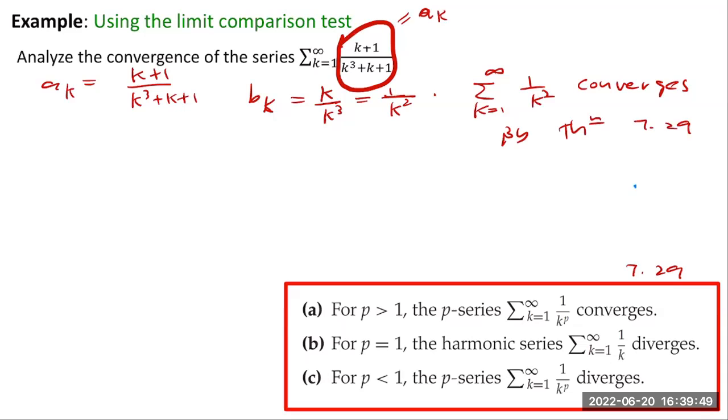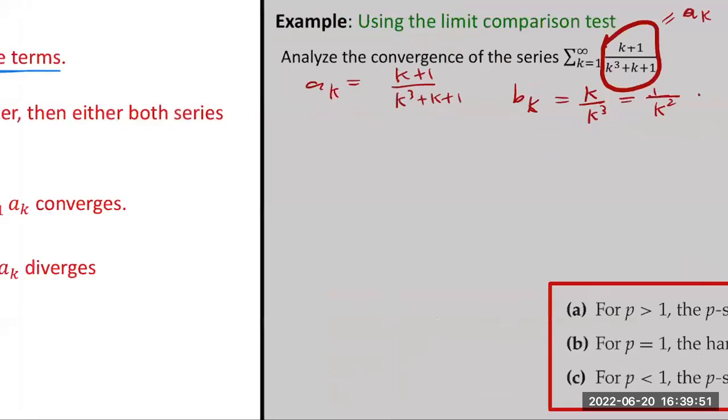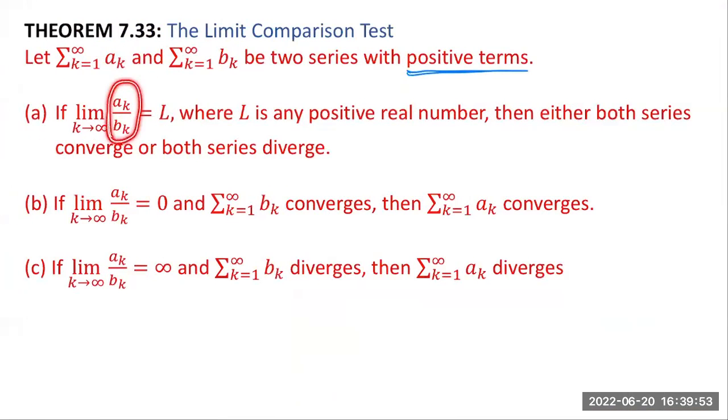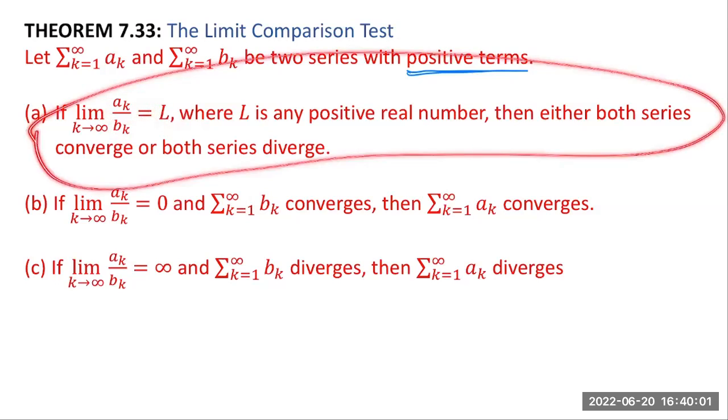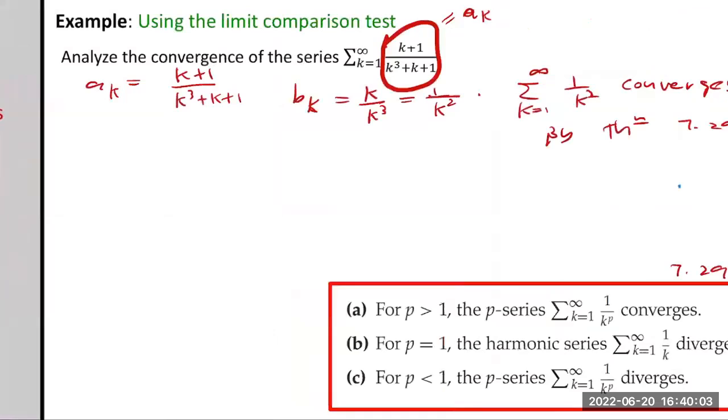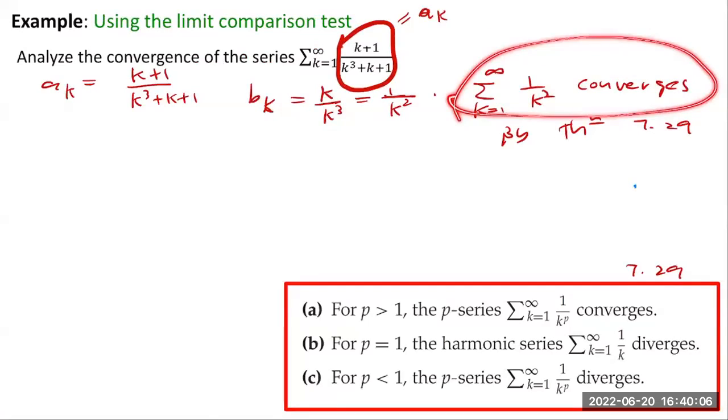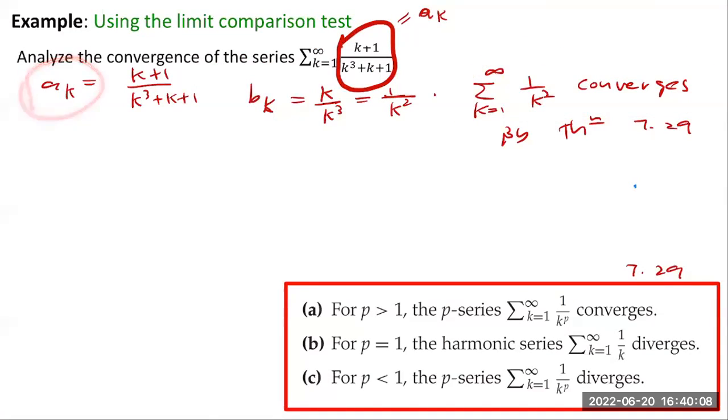Now let me compute the ratio AK over BK. I need to compute this limit, right? If this limit is a finite, positive number, then I can apply the first part of the theorem. Since this series converges, my other series, the sum from k equals 1 to infinity of AK, should also converge. So first of all, let me find that limit.